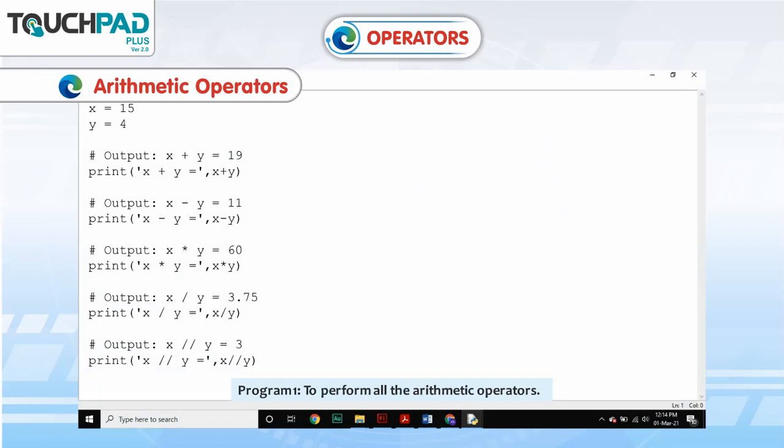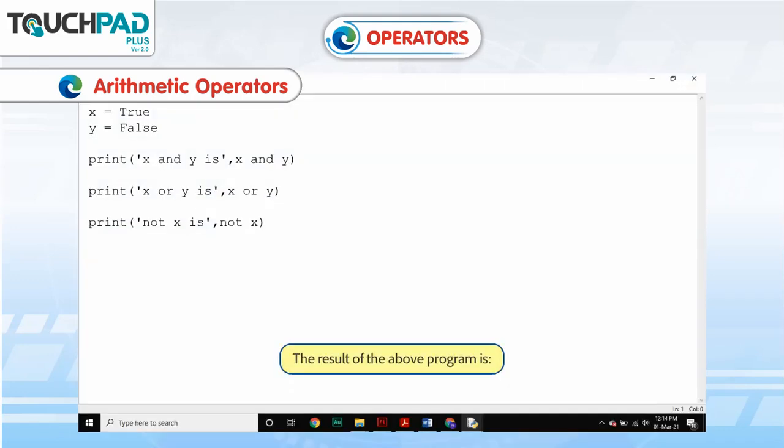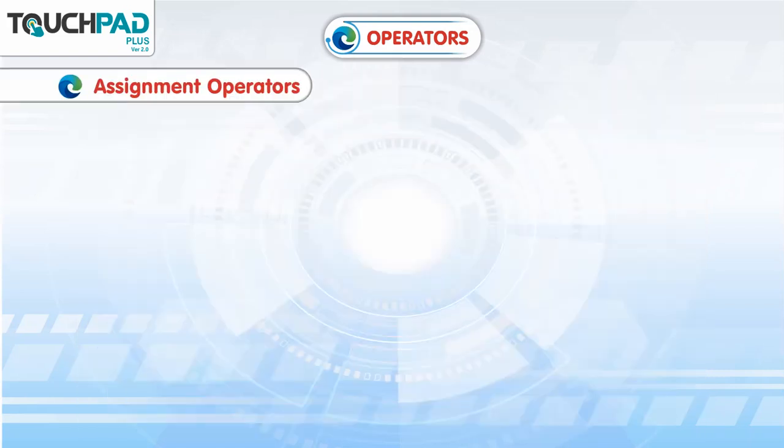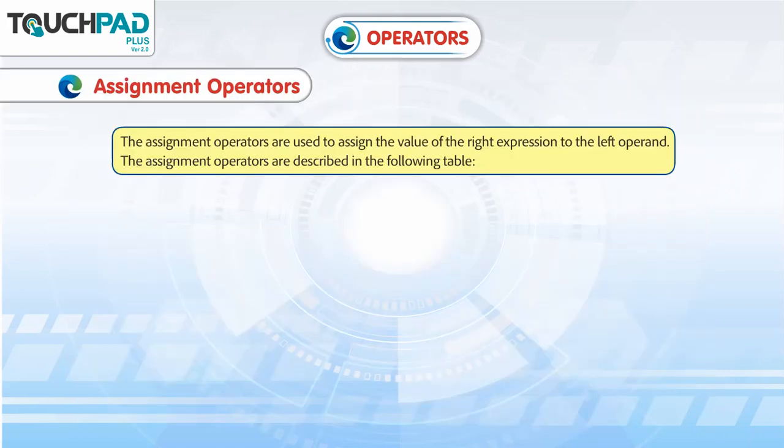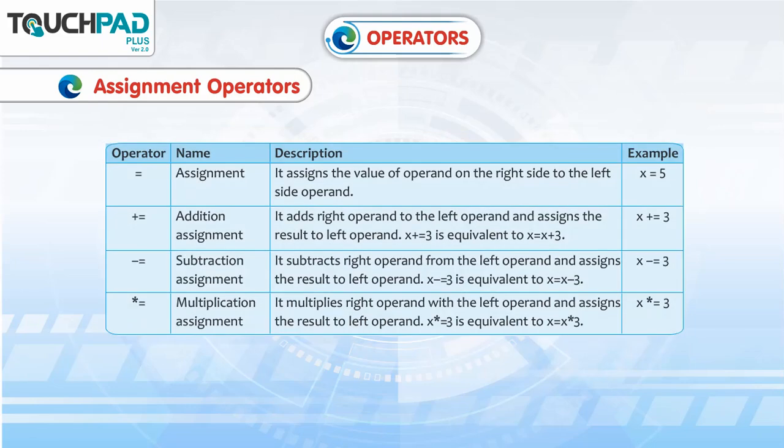Program 1, to perform all the arithmetic operators. The result of the program is shown. Next, assignment operators. The assignment operators are used to assign the value of the right expression to the left operand. The assignment operators are described in the following table. Operator, name, description, example.